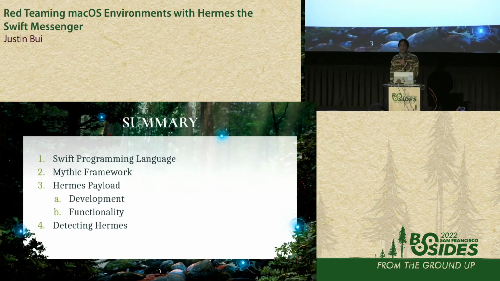So here's a quick summary of what we'll be talking about today. First, we'll talk about the Swift programming language, how it works, and examples of post-exploitation tooling. Next, we'll introduce the Mythic framework. We'll talk about how it can be used in red team operations. After, we'll discuss the Hermes payload and how it hooks into the Mythic framework. We'll dive into development of the agent as well as functionality. And lastly, to round things out, we'll look into Apple's Endpoint Security Framework, or ESF, and how it can be used to detect different TTPs implemented within Hermes.